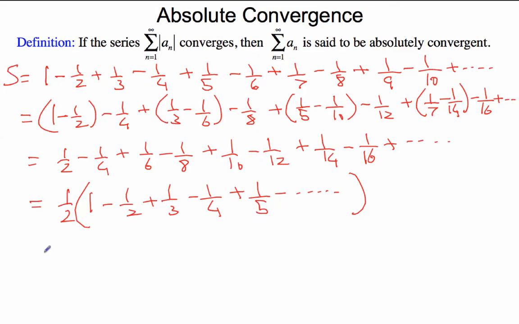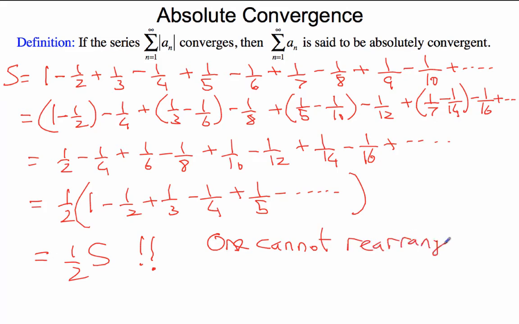That's S. So we get half S. I start from S and I get half S. How can that be? That is indeed very strange. But what we have learned now is that one cannot rearrange terms in an infinite series unless that series is absolutely convergent.